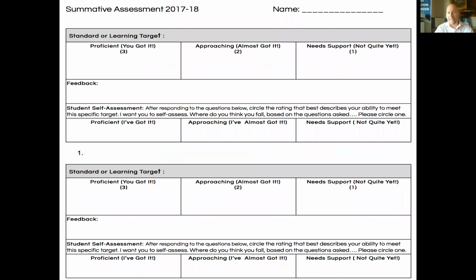It's no longer about cut scores of getting 8 questions out of 10 correct. It's truly about making sure that the evidence you see from your assessments gives you that information where you can use your professional judgment and make a determination of proficient, approaching, needs support in our case, or whatever system you use. That's really what assessment is for.